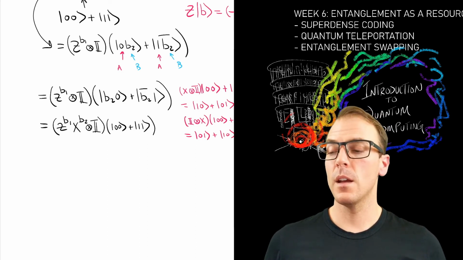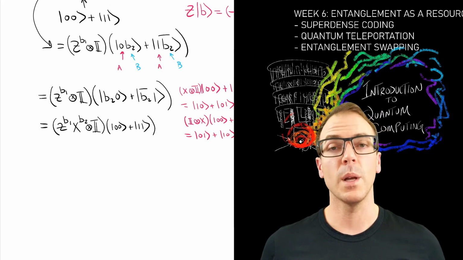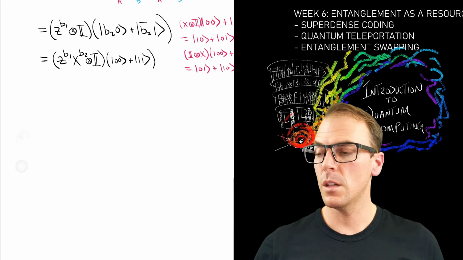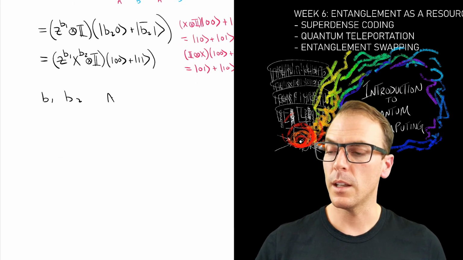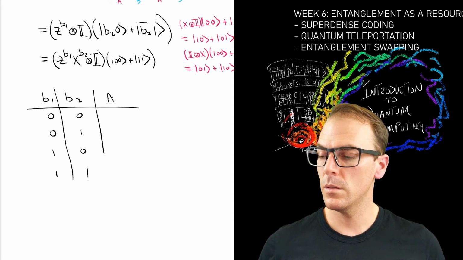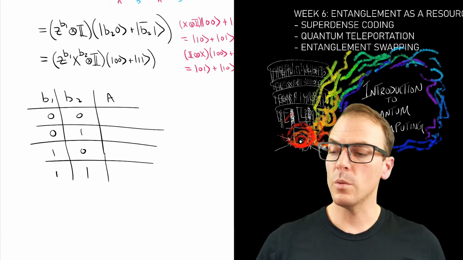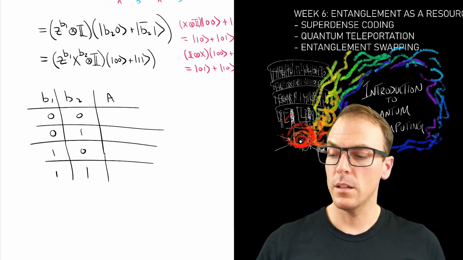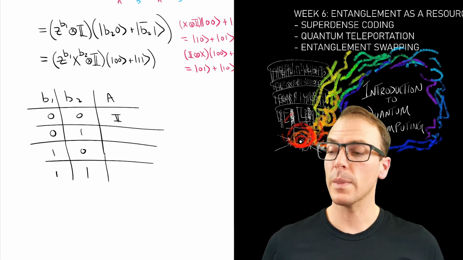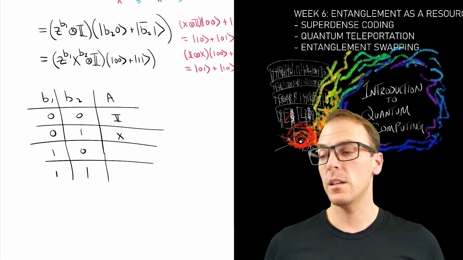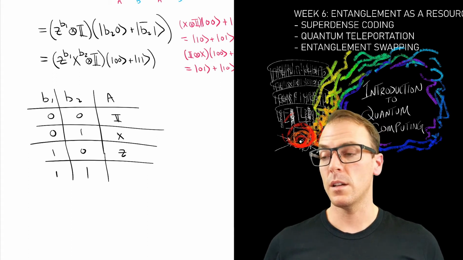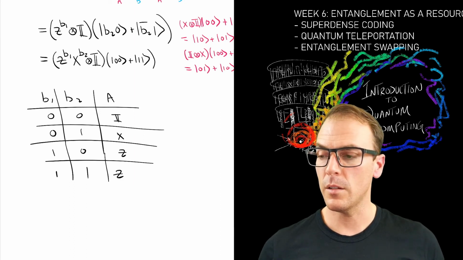Right, so there's 4 possibilities. So either Alice does nothing, which is what she'll do if the bits are both 0. So Z to the power of 0 is identity, X to the power of 0 is identity. Let's write these down. So we have B1, B2, and then let's say this is what Alice does: 0, 0, 0, 1, 1, 0, 1, 1. She's going to apply the identity, in this case, Z to the 0, X to the 0. In the next case, she applies X because B1 is equal to 0, so Z to the 0 is identity, X to the 1 is X. In the next case, we have just Z because B2 is 0. And finally, we have ZX.